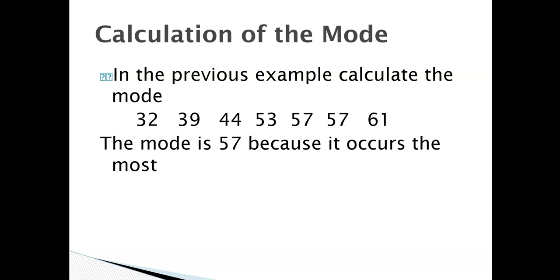In the same example, let's calculate the mode. The mode is the observation that's been repeated the most. In this case, we have 57 being repeated twice, so 57 is the mode for this population, or these data points.